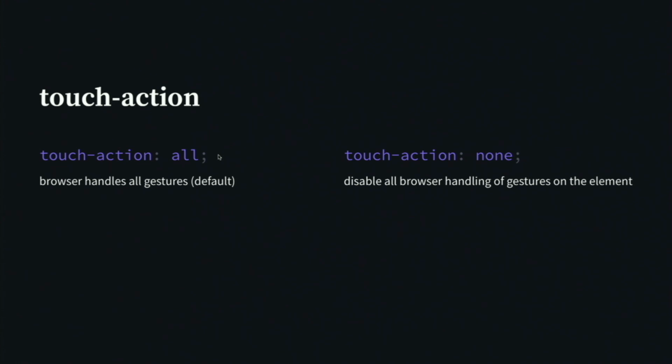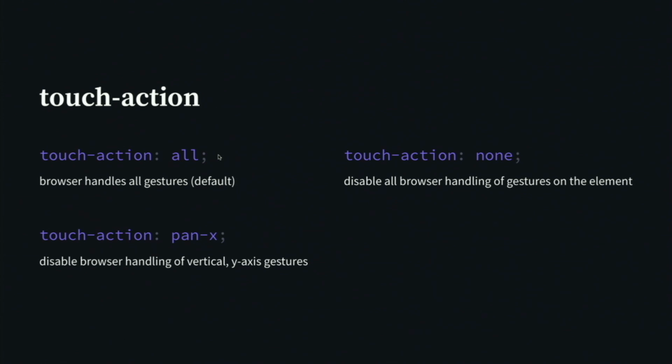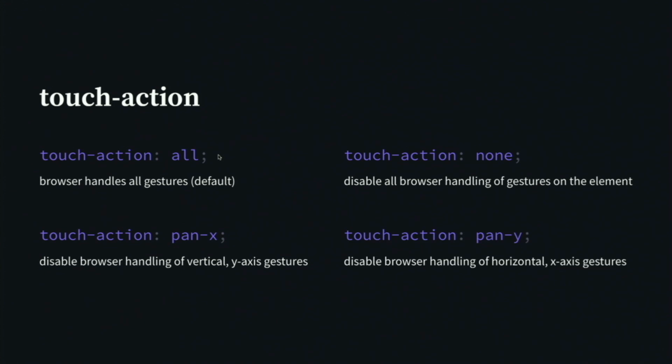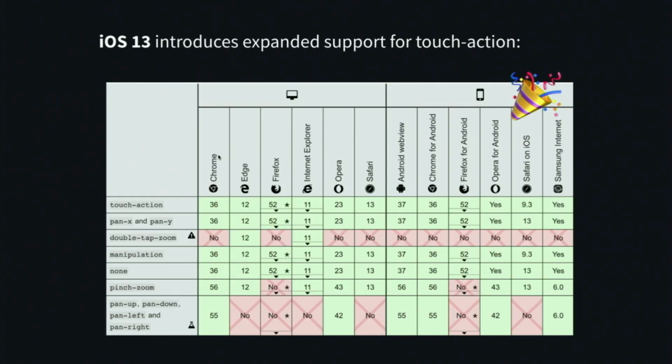So luckily, CSS has a property called touch-action that we can use instead of event.preventDefault. And so touch-action: auto is the default. Just let the browser handle everything. touch-action: none completely disables all browser handling of gestures. The ones that you'll probably be using the most are touch-action: pan-x and touch-action: pan-y, which basically whitelist browser handling of gestures. So pan-x is going to disable vertical scroll, and pan-y will disable X-axis gestures.